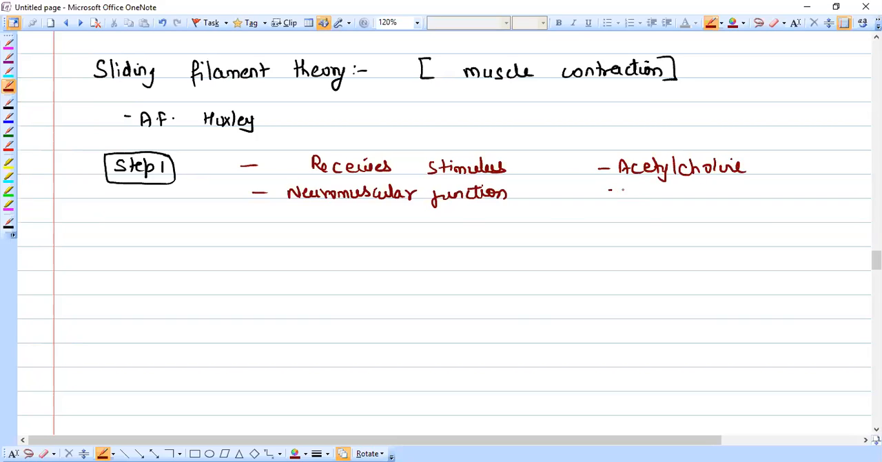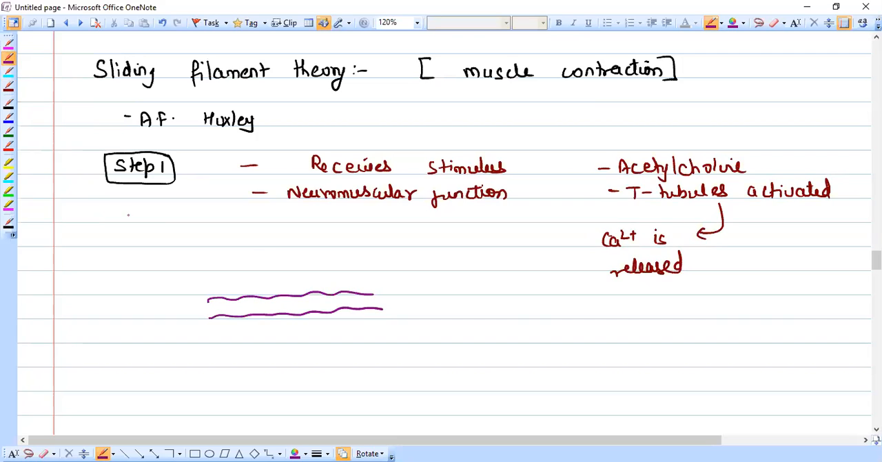This neurotransmitter will activate the T tubules. When the T tubules are activated, the calcium ion is released. So this is the very first and the simplest step. I take this as the sarcolemma and I take this as the neuromuscular junction.